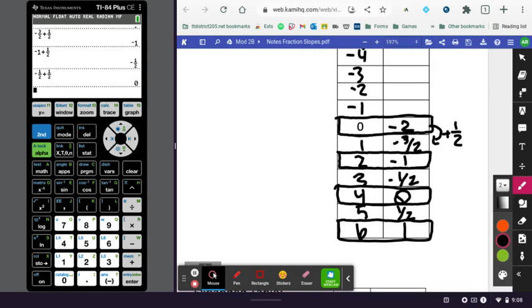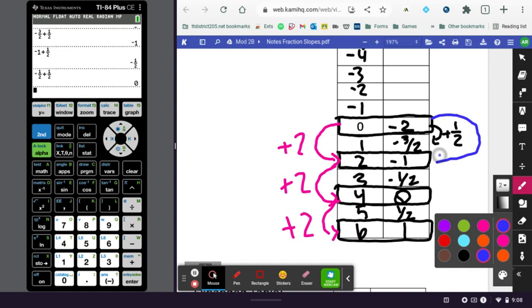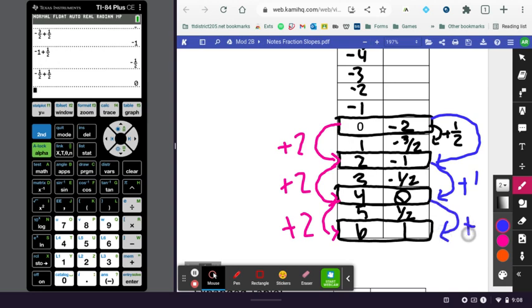Now what I want you to do is, with some colored pencils, hopefully you have some nearby, but see how on my x's, to get to the next nice number, we added by 2, right? 2 plus 2 is 4, 4 plus 2 is 6. We were adding by 2 every time we went down to get to a nice number. And then on my y sides, we were adding by 1, right? -2 plus 1 is -1. -1 plus 1 is 0. 0 plus 1 is 1.